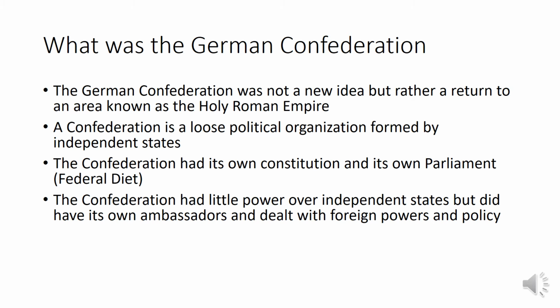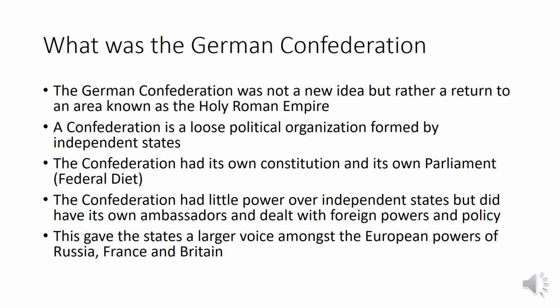So the Confederation would really make decisions to do with foreign policy. For example, they might decide that they need to go to war with Denmark over some of the land that was fought over in the north of Germany. They may also come together if it looks like France is willing to invade one of the states. They might also use this for trade deals, however this was rare at this time. Overall, the reason for the German Confederation is that it gave states a larger voice amongst the European powers of Russia, France and Britain.